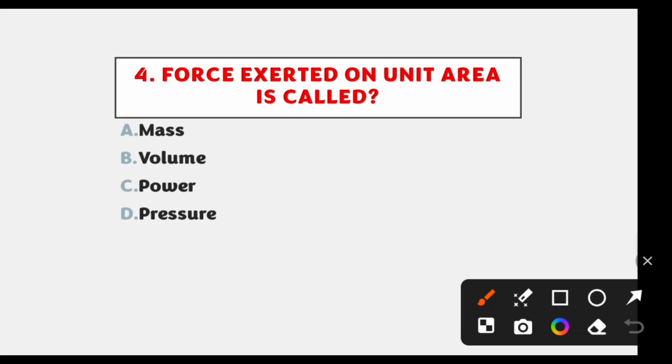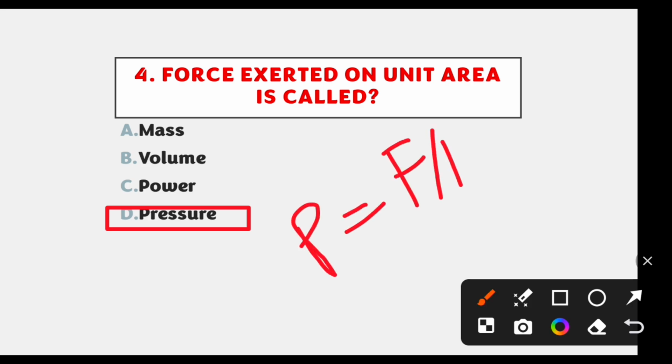MCQ number 4 is: force exerted on a unit area is called. So it is the definition of pressure. So the correct option is option D. In physics and in chemistry we already talk about pressure, that pressure is equal to force per unit area and the SI unit of pressure is known as Pascal.